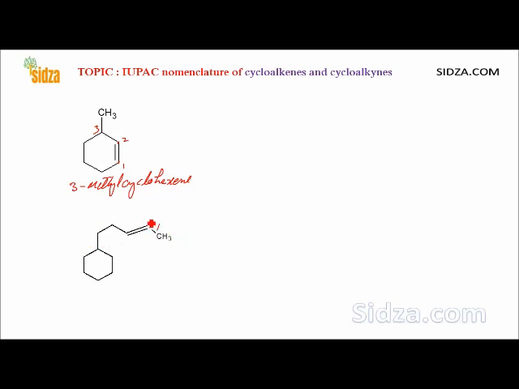So numbering will be done like this: 1, 2, 3, 4 and 5. The double bond should get the least number, right? So when we name this molecule, it will be called 5-cyclohexylpent-2-ene, because the double bond starts from the carbon number 2.